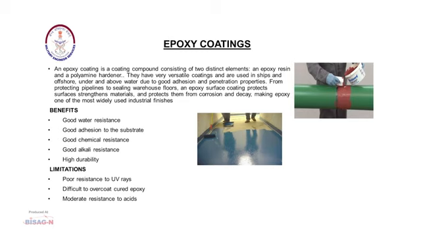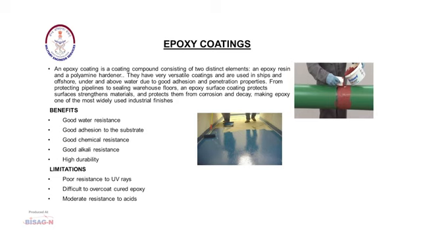Epoxy coatings. An epoxy coating is a coating compound consisting of two distinct elements, that is an epoxy resin and a polyamine hardener, also known as a catalyst. When mixed, the resin and hardener engage in a chemical reaction that creates cross-linking of the element as it cures. Epoxy coatings are available in different varieties. Each one of them is made to meet certain requirements.